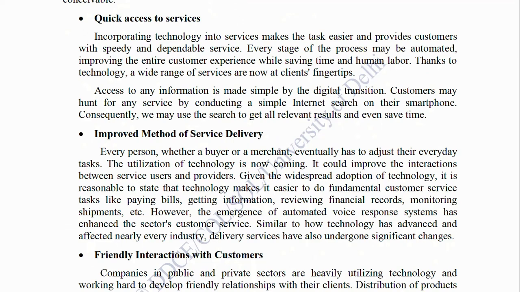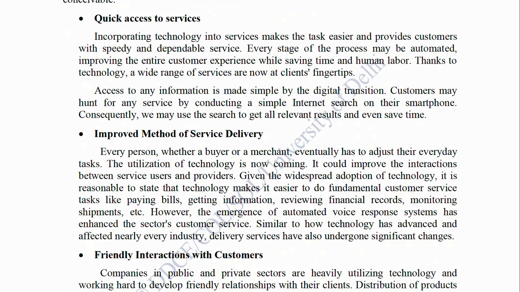Point 1. Quick access to services. Incorporating technology into services makes the task easier and provides customers with speedy and dependable service. Every stage of the process may be automated, improving the entire customer experience while saving time and human labor.